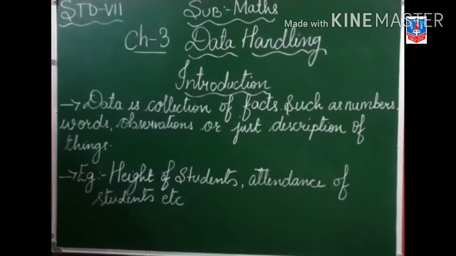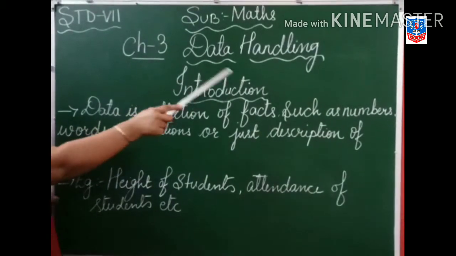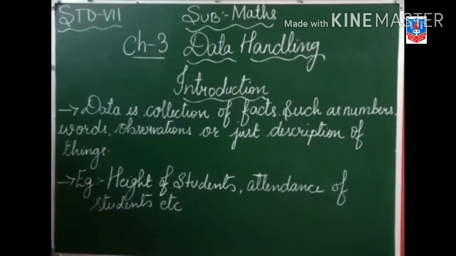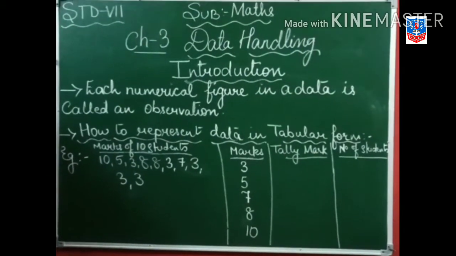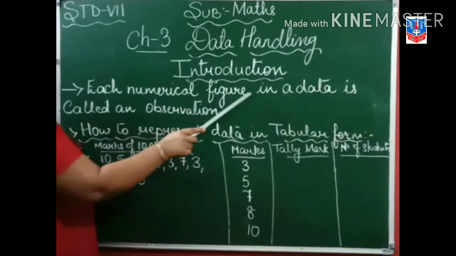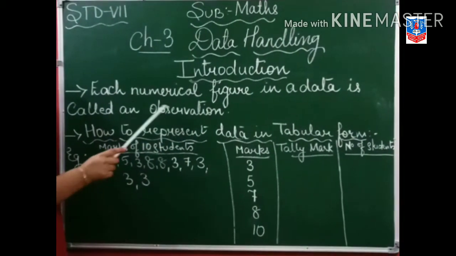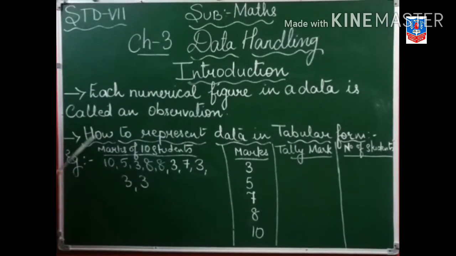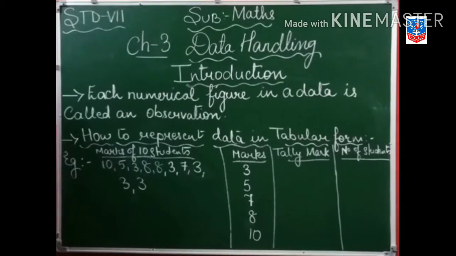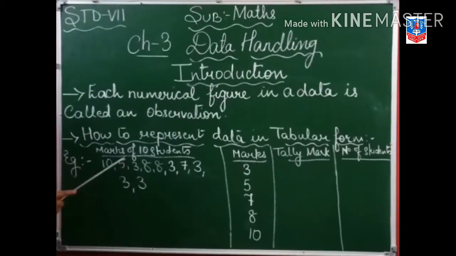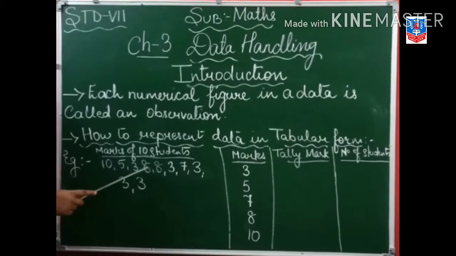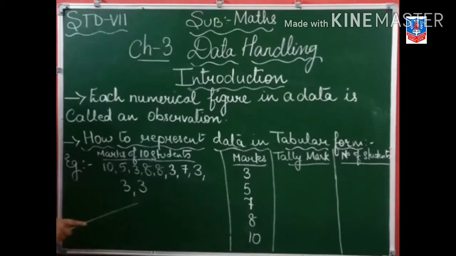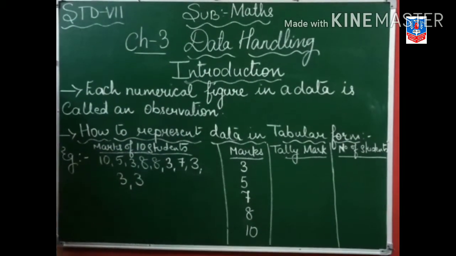In this chapter, we will learn more about data handling. Data handling means to collect data and how to arrange it. Each numerical figure in a data is called an observation. Now see, here data collection of marks of 10 students are given. These numerical values, marks of 10 students, 10, 5, 3, 8, 3, 7 and 3, 3, 3, are called observations.